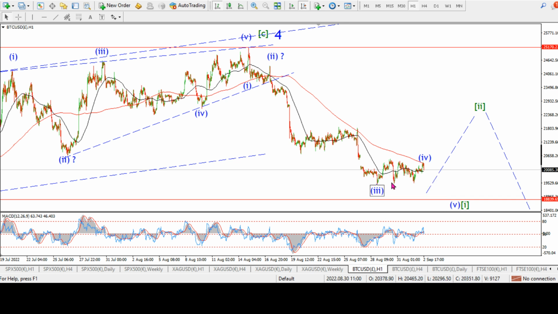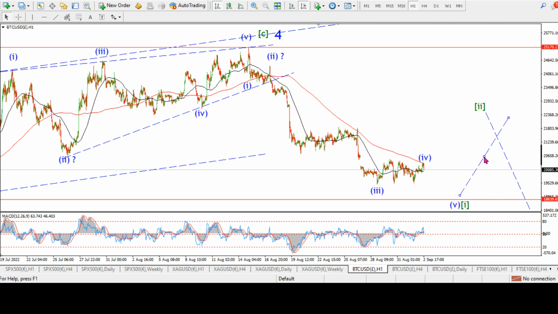It may be a triangle, so it might be an A, B, C, D, E triangle wave 4. In that case, we've got an extension pattern in wave 3. So we've got 1, 2, 1, 2, 3, 4, 5 in wave 3, then A, B, C, D, E in wave 4, and then we should move lower again in wave 5, and I think we'll probably break to a new low again in the pattern, back below 18,800.